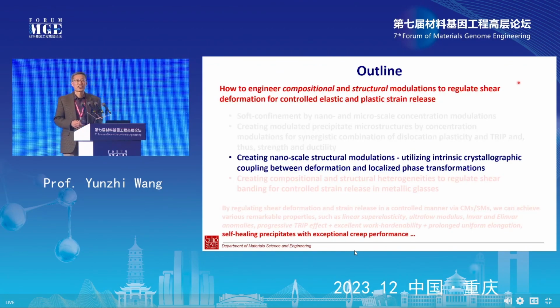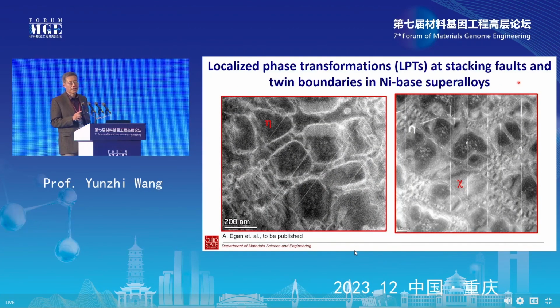So the last example I want to show you, hopefully I have enough time, is how we utilize crystallography to get self-healing precipitates. If you look at the deformation process of this nickel-based superalloy, you form this gamma prime, and then this is the gamma channel, and you find this very fine-scale, very thin precipitate. In this example, this is the eta phase. In this example, this is the chi phase. So this is a very interesting observation. This is after the material has been crept.